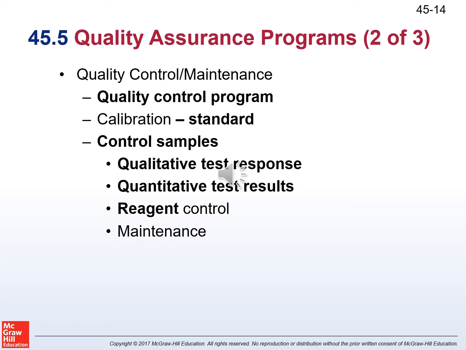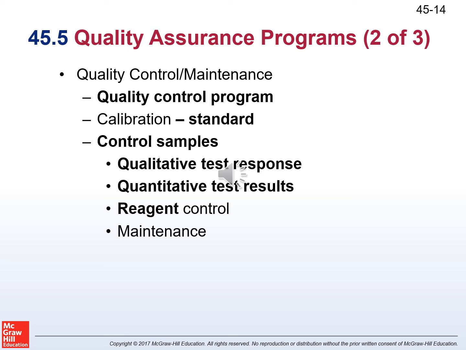45.5, the goal of quality assurance program in the physician's office lab. A quality control program is one component of a quality assurance program with a focus on accuracy of test results. Calibration ensures equipment is operating correctly and producing accurate results. The use of a standard specimen allows for testing calibration. Control samples are similar to standards, but are used before each patient sample is processed.